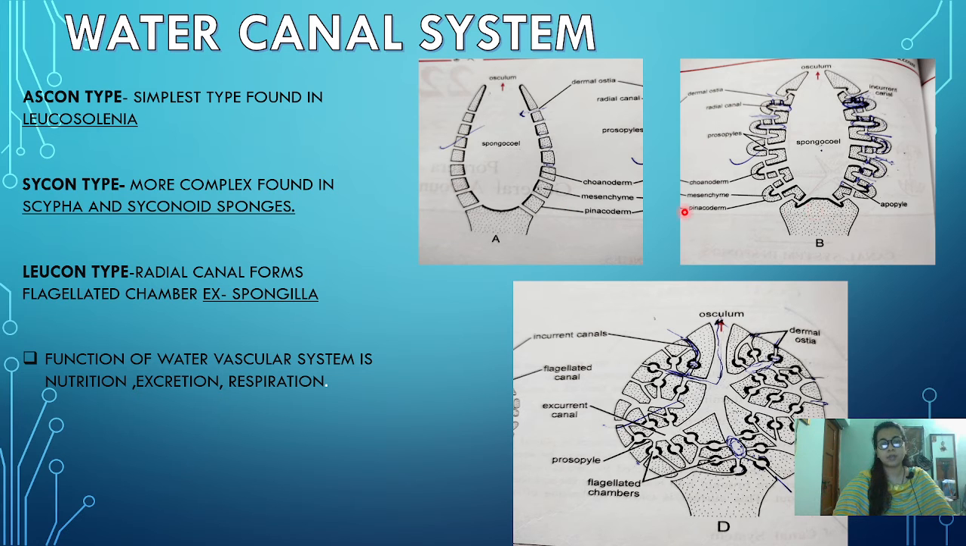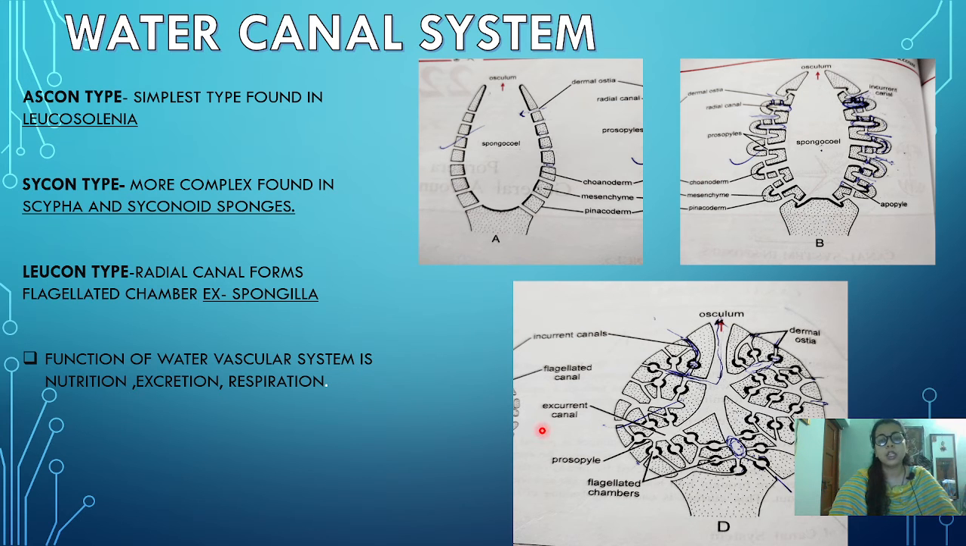This is the water flow pathway of the Ascon type. Moving to the next, which is more complex than the Ascon type, is the Sycon type, which is seen in the syconoid sponges or Scypha. Here you can see more folding takes place, and there are different types of canals, that is, the radial canal and incurrent canal, through which the water flows and finally comes out through the osculum.